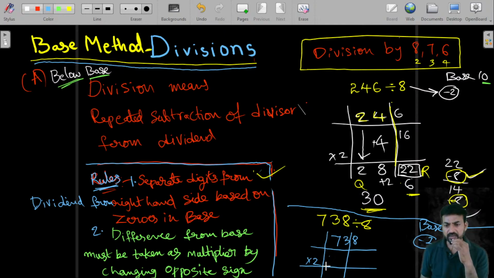So as it is, you have to bring down 7 directly. 2 sevens are 14. Add these two, you will get 17. 7 here, 1 carryover, so this 7 becomes 8. Okay, 2 sevens are 14. Add these two, so you will get 22. Here also 22.